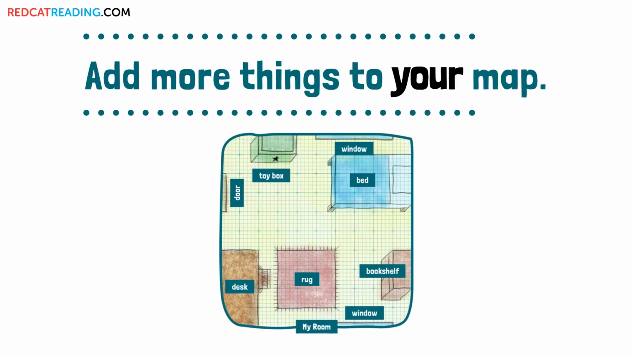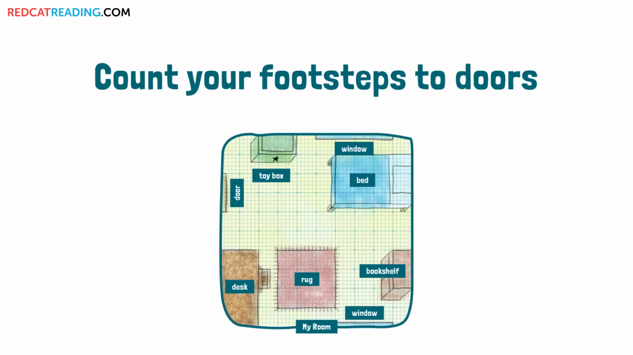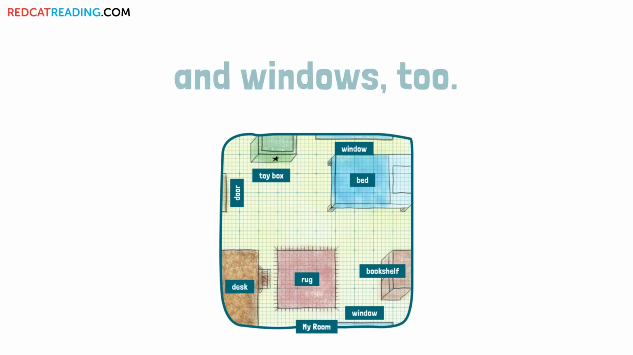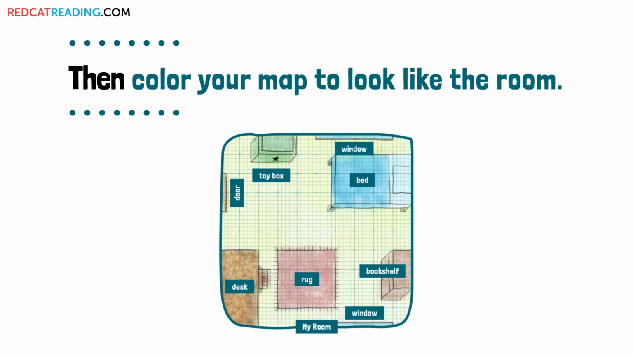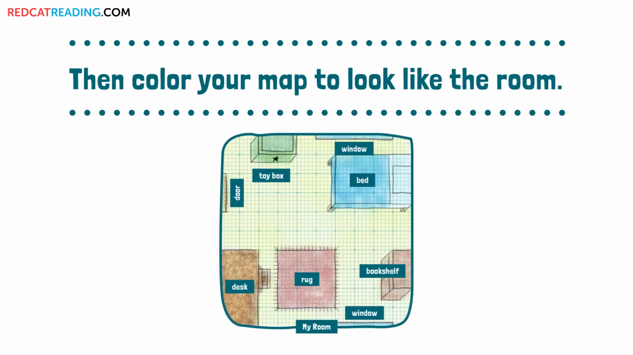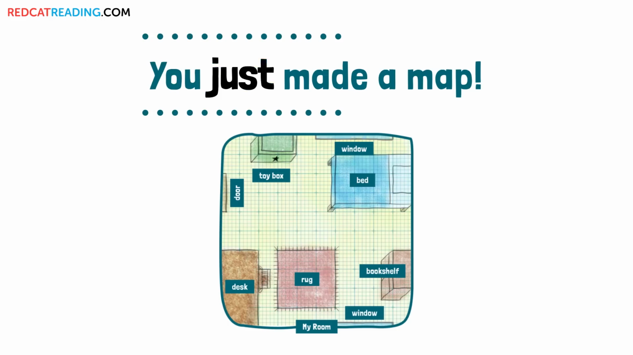Add more things to your map. Count your footsteps to doors and windows too. Then, color your map to look like the room. You just made a map.